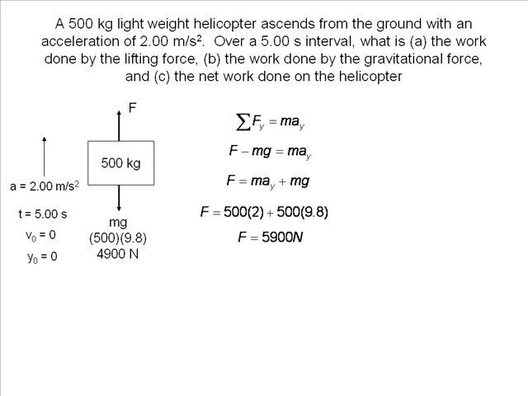Next we need to find the displacement of the helicopter. The helicopter ascended from rest, so we know v0 is equal to 0. We also know how long it was in flight and its initial position. We will need to use a kinematic equation. Here's the equation we will use to define the displacement y. We substitute in our values and find y to be 25 meters.